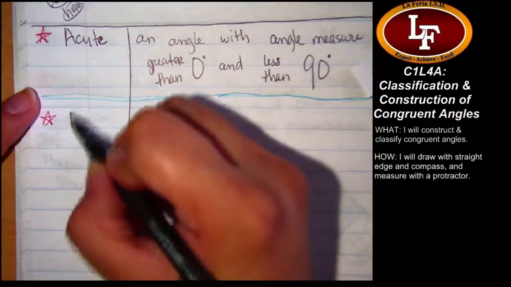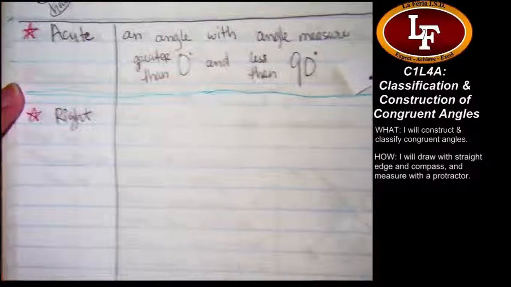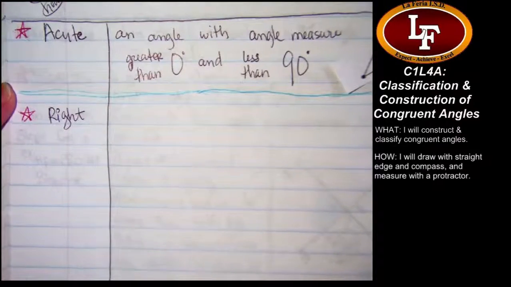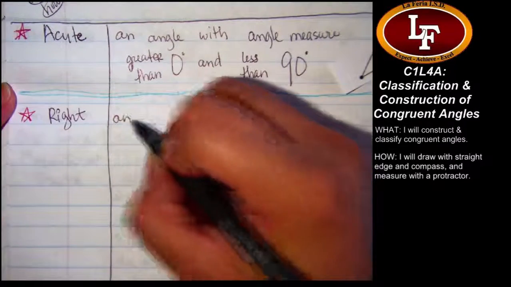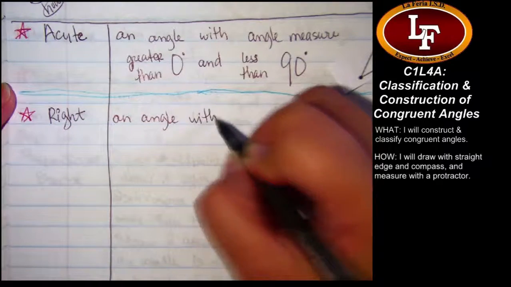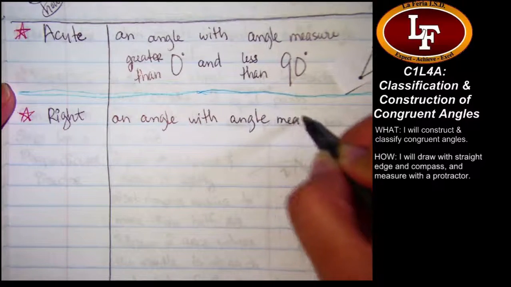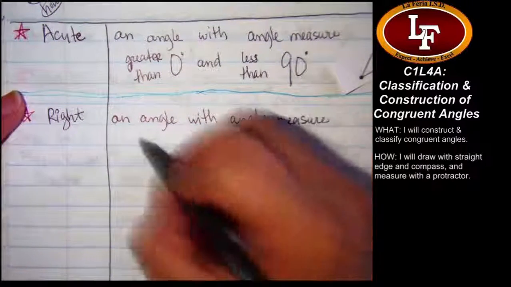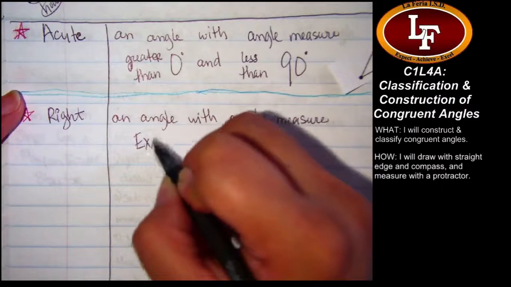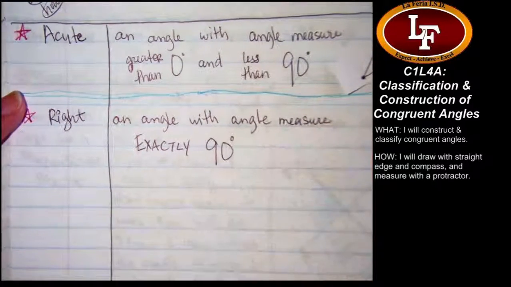The next new word for the day is the word right. Which one's this one? 90-degree angle. Yes. This is an angle with angle measure exactly 90 degrees. Not 1 degree more, not 1 degree less. It is exactly 90 degrees.